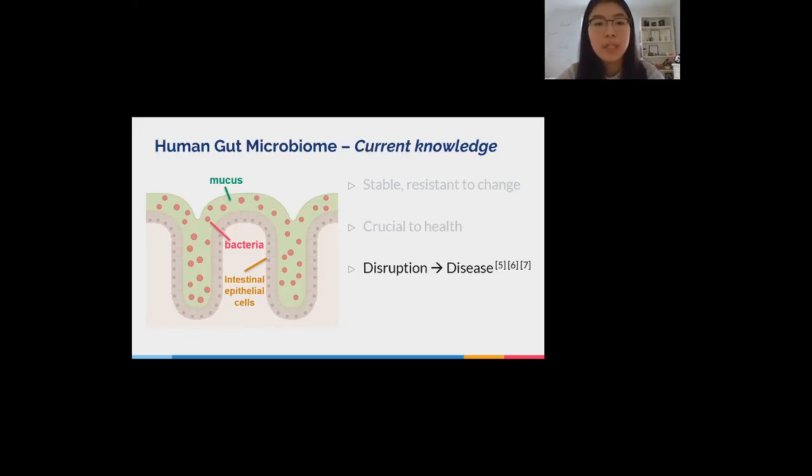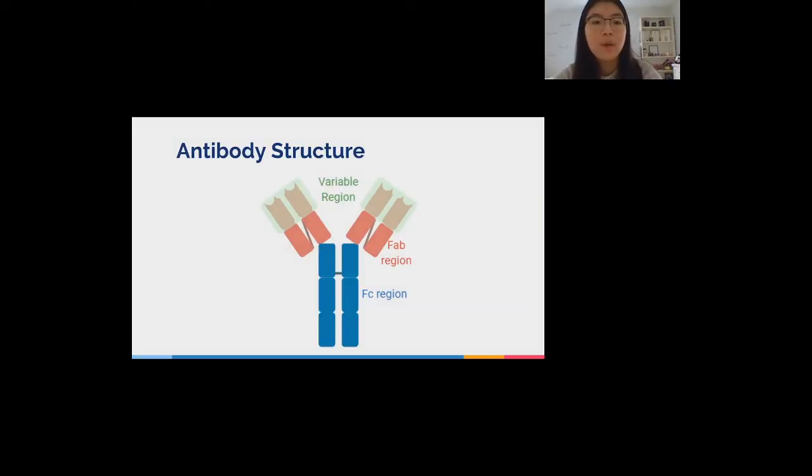This brings me to the next topic of the immune system, since the majority of the immune cells in our bodies are found in our guts. So here's an antibody. An antibody is the fundamental building block of the immune system. They can neutralize harmful foreign substances, and they can signal the macrophages to engulf them.